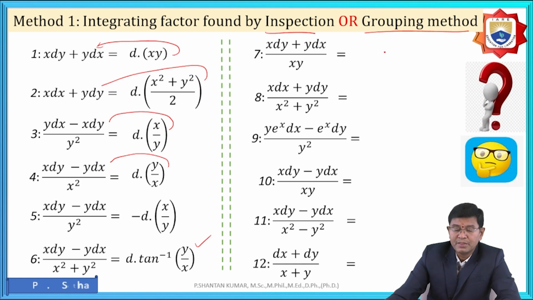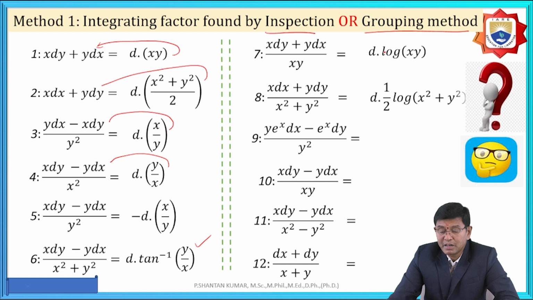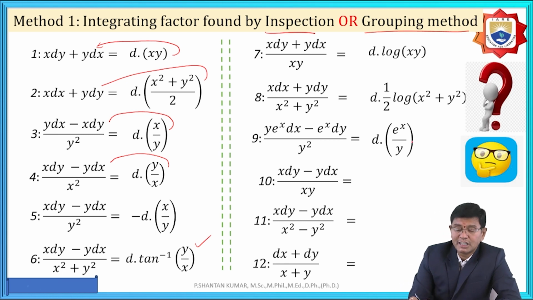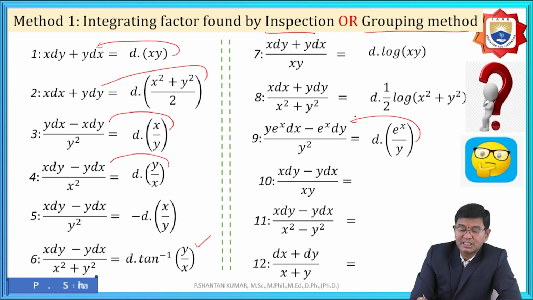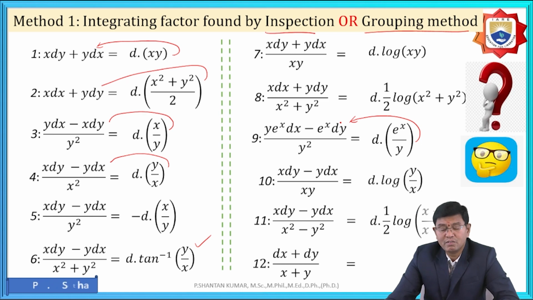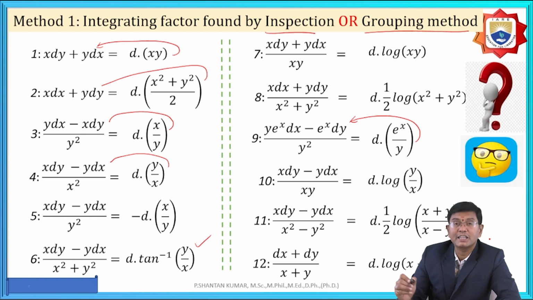The seventh is the derivative of log of xy, and the derivative of 1/2 log of (x square plus y square), and the derivative of e to the power x/y. When calculating in reverse, it is the denominator times the derivative of the numerator minus the numerator times the derivative of the denominator, over the denominator squared. So the derivative of e to the power x/y is (y e^x dx minus e^x dy)/y square. And the 10th one is the derivative of log of y/x, and finally the derivative of log of (x plus y).